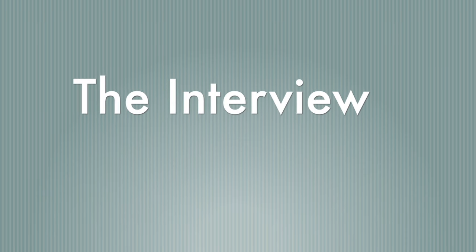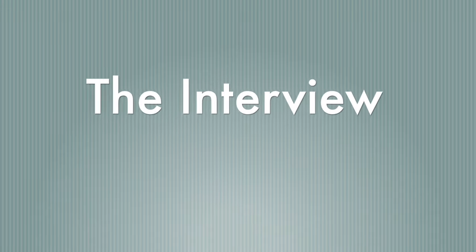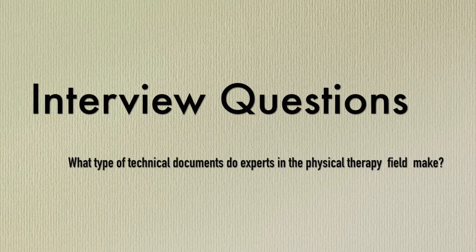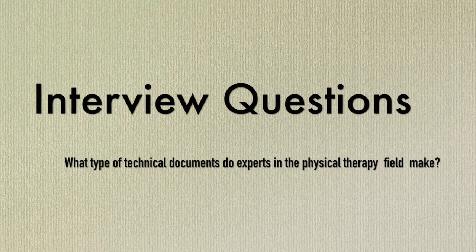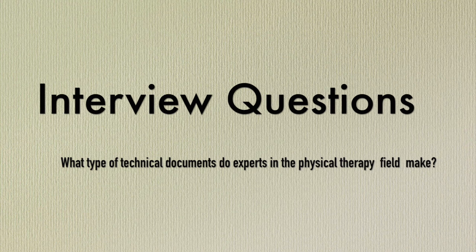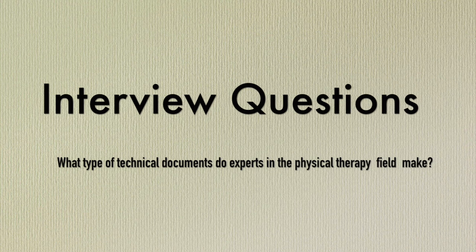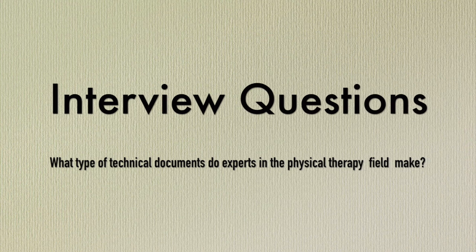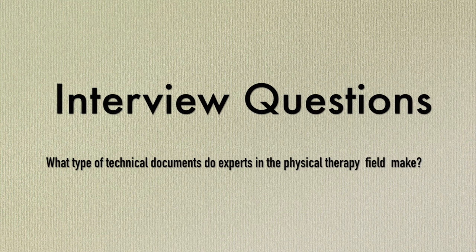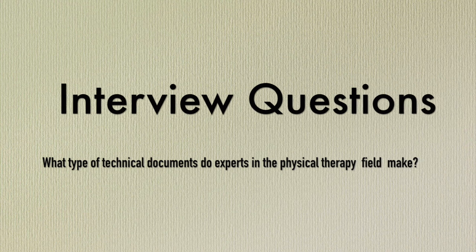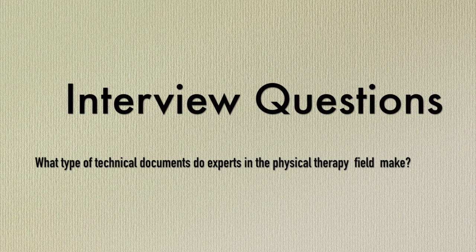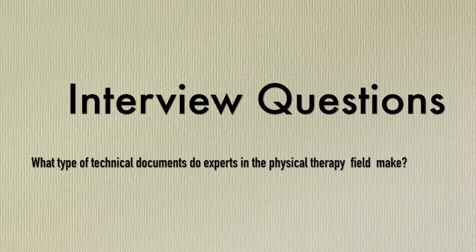For my interview, I decided to ask my mom just a few quick questions to get an insight into her daily work environment and the type of documents she has to write up. What kind of technical documents do experts in the physical therapy field make? Her response was daily reports of progress and functional independent measure, also known as FIM, with a score of 1 to 7. With 1 being completely dependent from mobility, 3 being that the therapist is doing 50% of the work, while the patient does the other 50, and 7 being completely independent. The functional independent measures are monitored and compared weekly for improvement or decline.